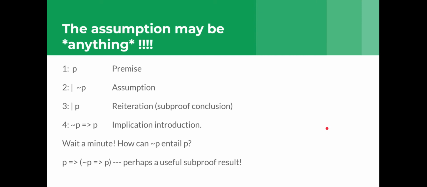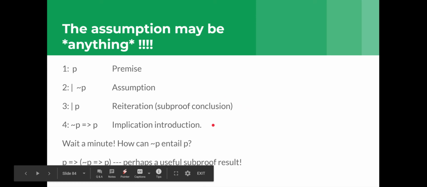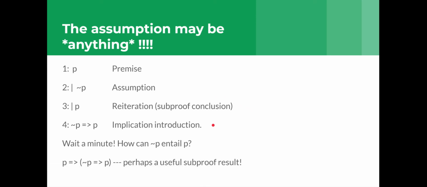So we might have a proof that starts off with a premise P, then we assume not P, and then we reiterate P, and we conclude that not P implies P. And this seems very counterintuitive. How can we have not P entail P? Remember, we assumed we had the premise P. And so actually this proof here might be usable as a subproof if we ever need to show that P implies that not P implies P.